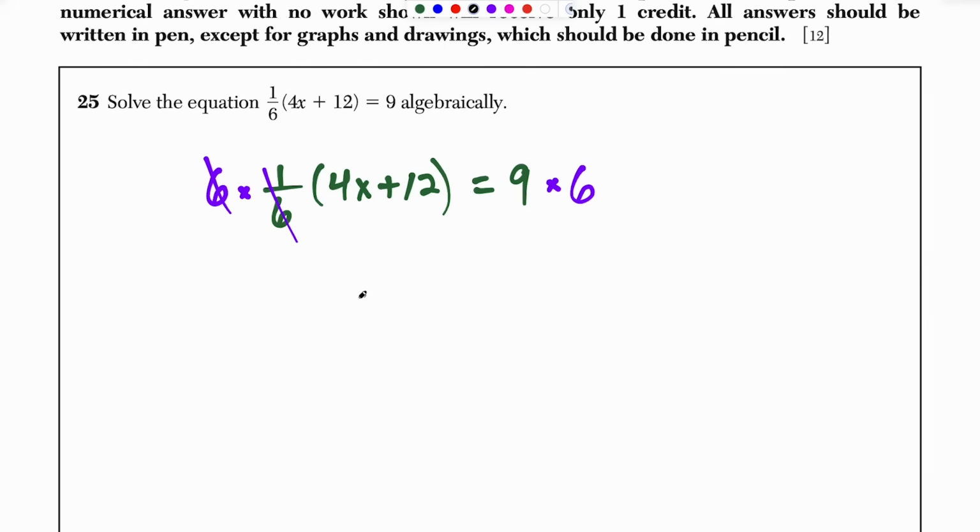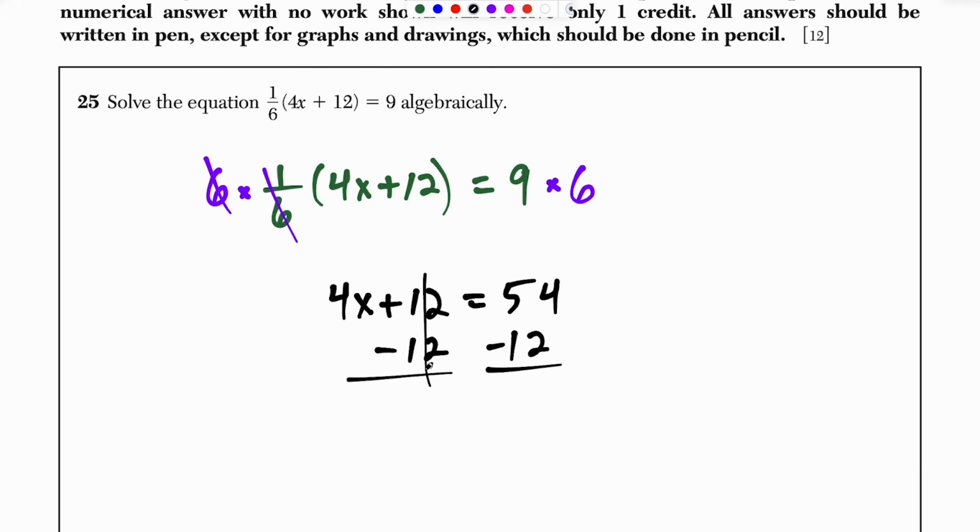So now in the next line, we have 4x plus 12 equals 9 times 6 is 54. And now just 2 more steps here. We go minus 12 on both sides. And 12 minus 12 cancels. And we have 4x equals 54 minus 12, which is 42. So we get 4x equals 42.